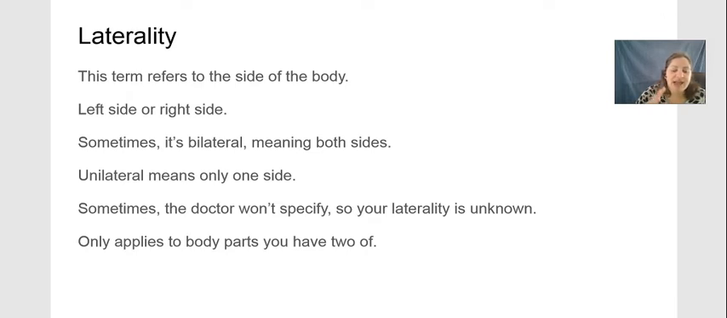This concept, these terms, only apply to body parts you have two of. So if the doctor documents that I have a lesion on the left side of my nose, well, I only have one nose. So while it's on the left side of my nose, it is not on my left nose.